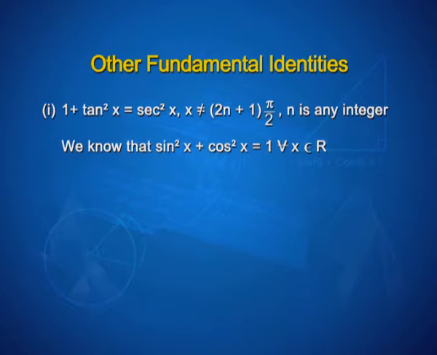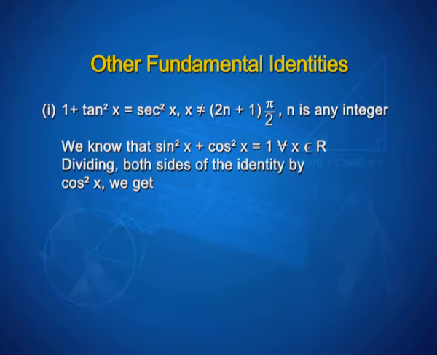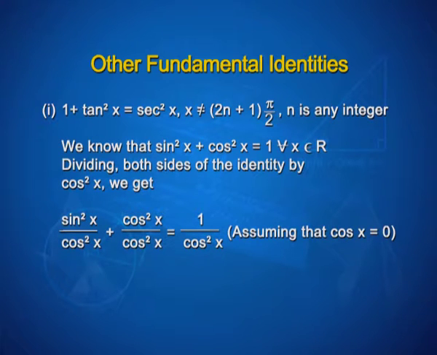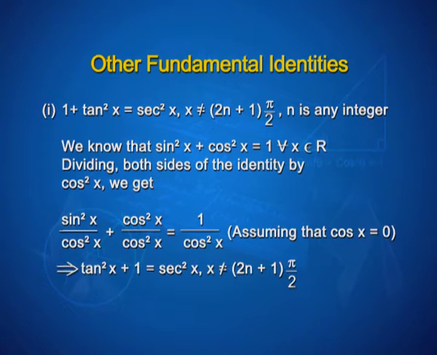This we will do by dividing both the sides of the identity by cos squared x. We get sin squared x upon cos squared x plus cos squared x upon cos squared x is equal to 1 upon cos squared x, assuming that cos x is not equal to 0. So, obviously, what is sin squared x upon cos squared x? You already know it, it is tan squared x. Plus 1 is equal to sec squared x. Thus, we have the identity tan squared x plus 1 is equal to sec squared x.